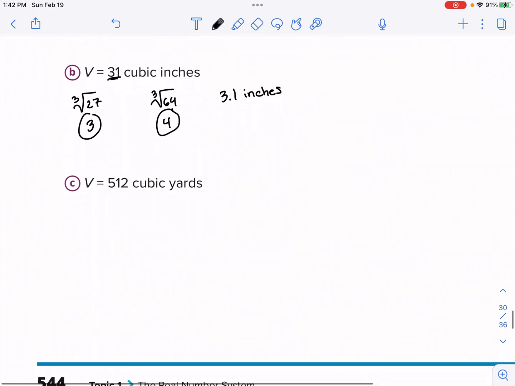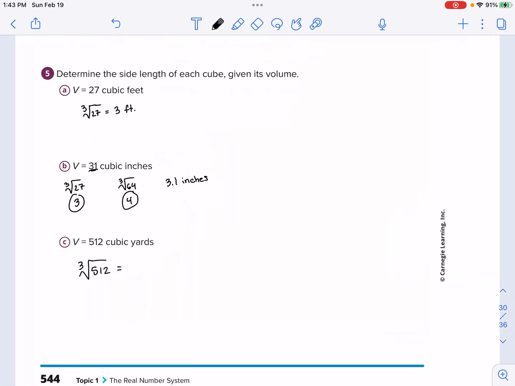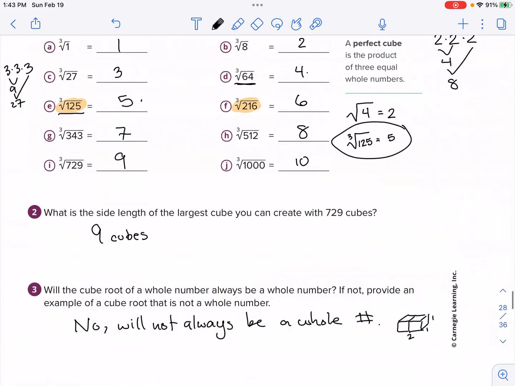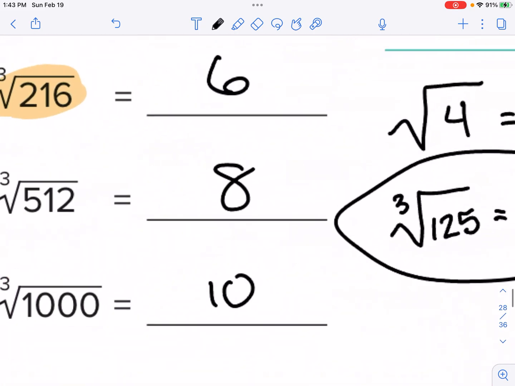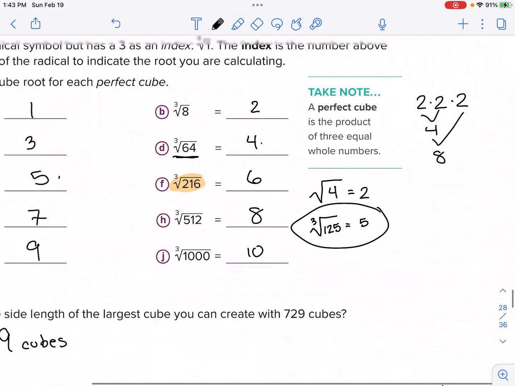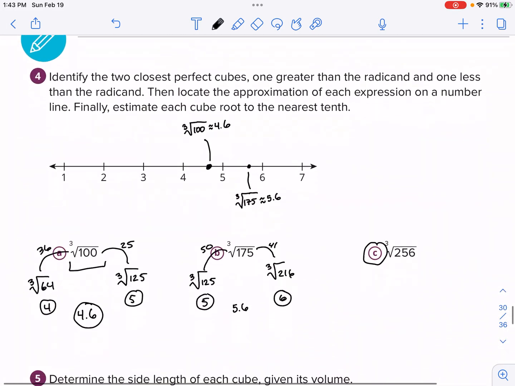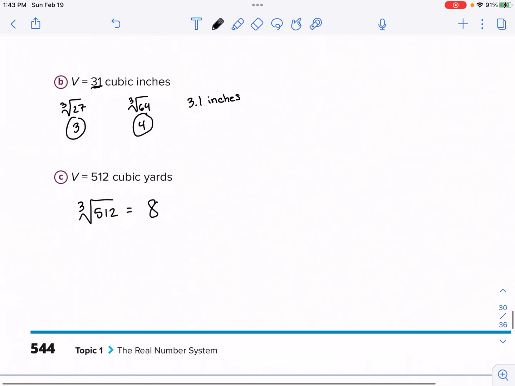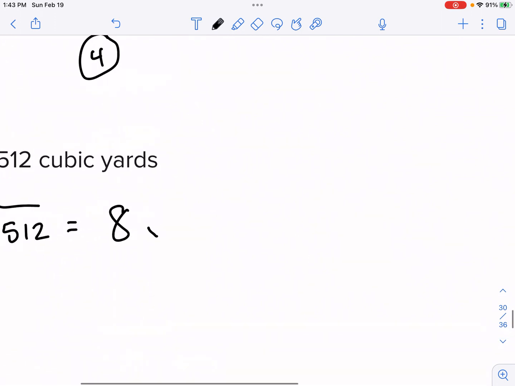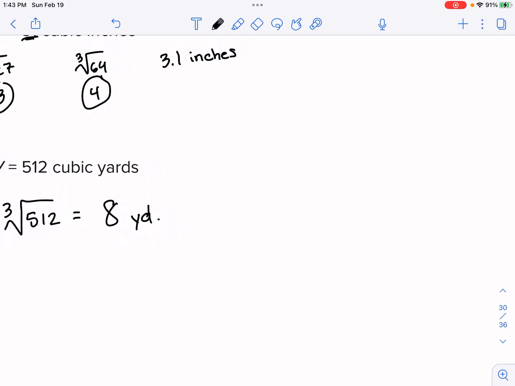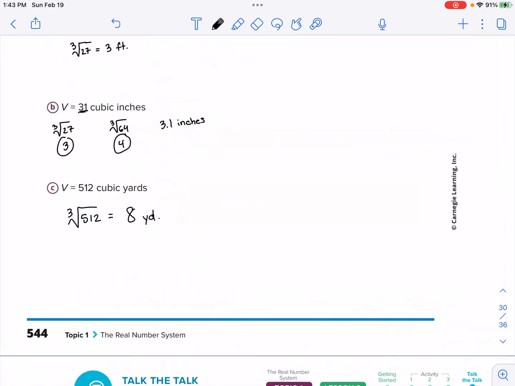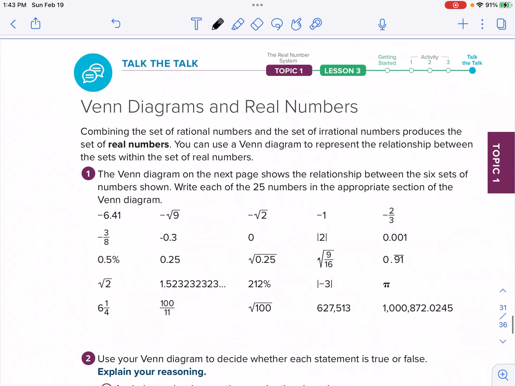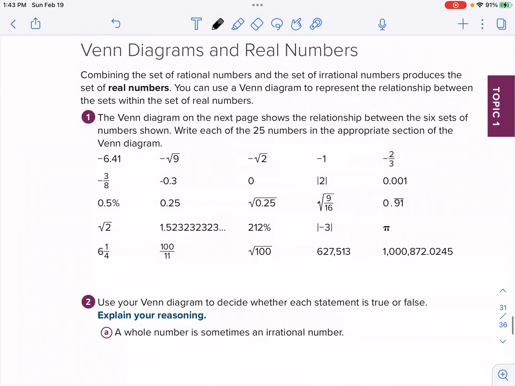All right, and then the last one, this is on our list, cube root of 512. If you go back to that list, 512, that's got to be like 6. Oh no, it's 8. Cube root of 512 is 8. 8 times 8 times 8 will equal that. So we're going to put 8. If it's cubic yards, then this is just 8 yards. All right. So this is going to sum it up for cubes and cube roots, but we're going to go to talk the talk. We're not going to do all of these, but let's do a couple of them to determine where they go.